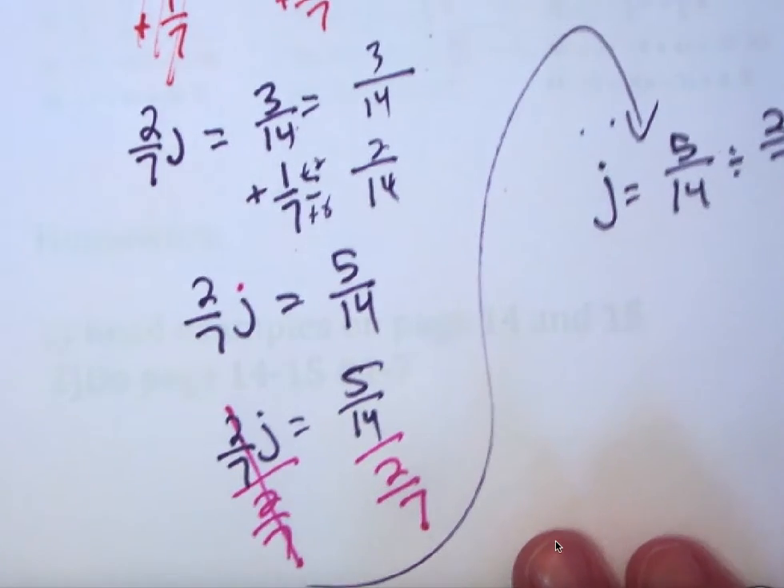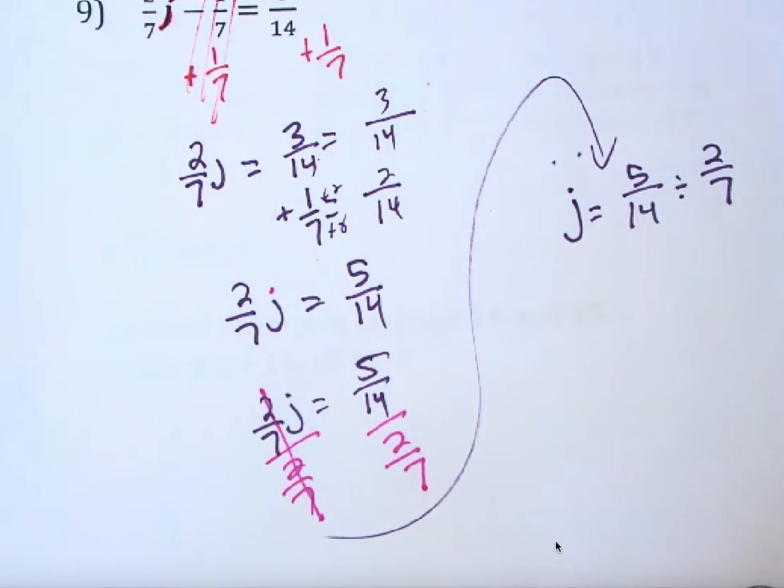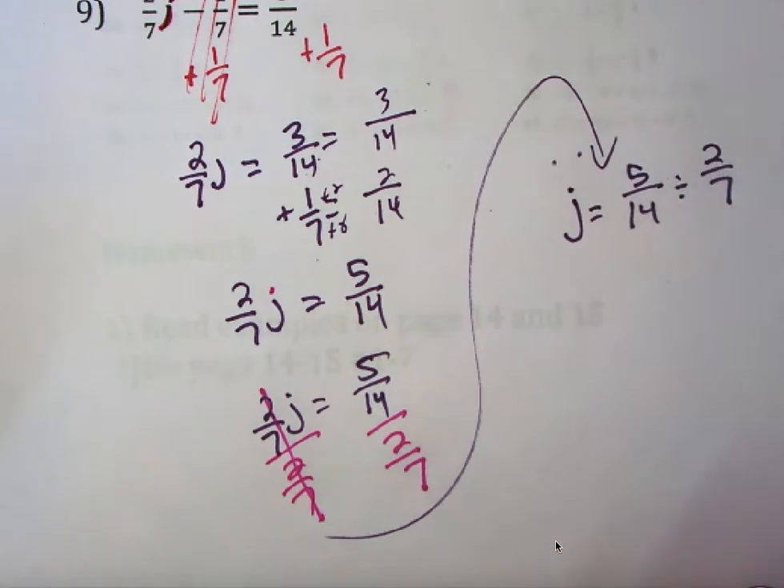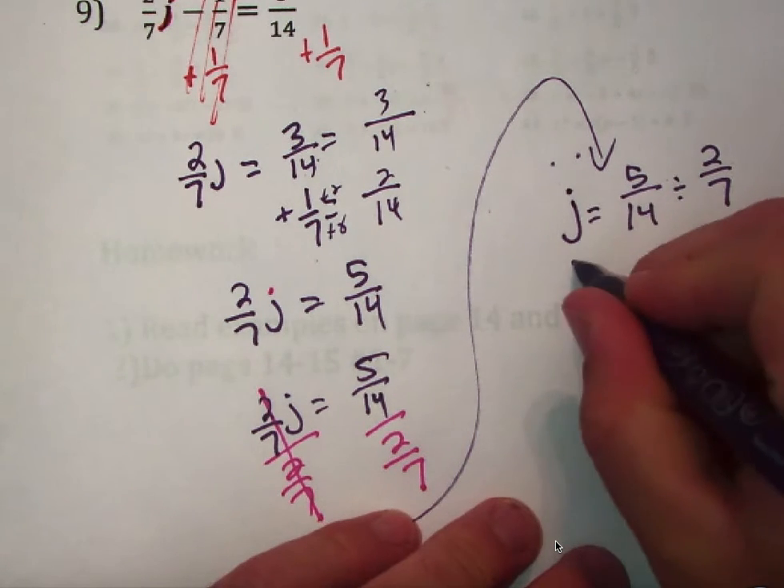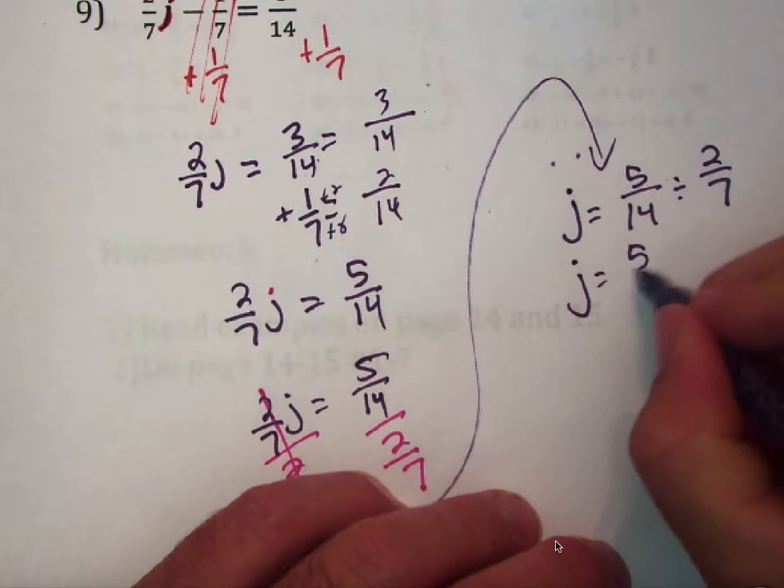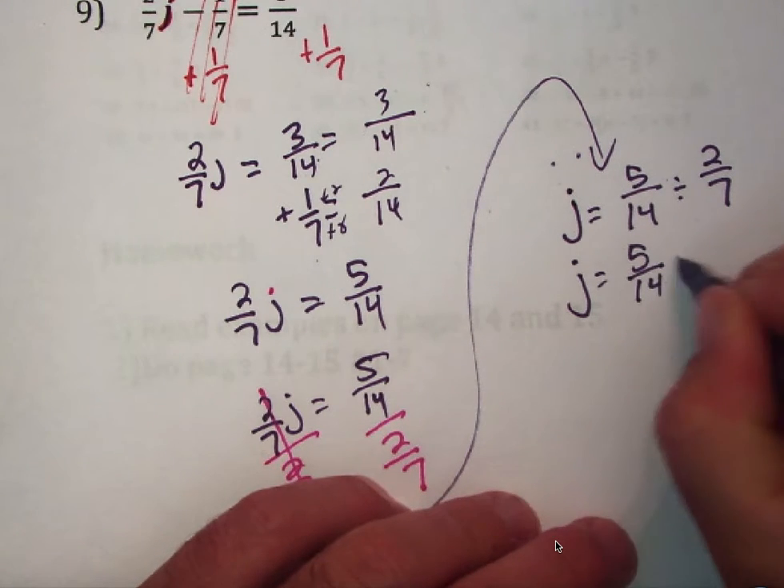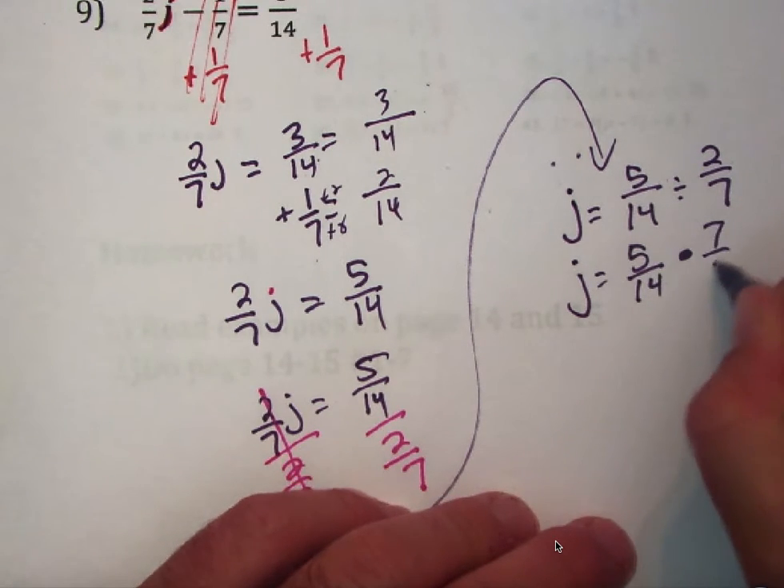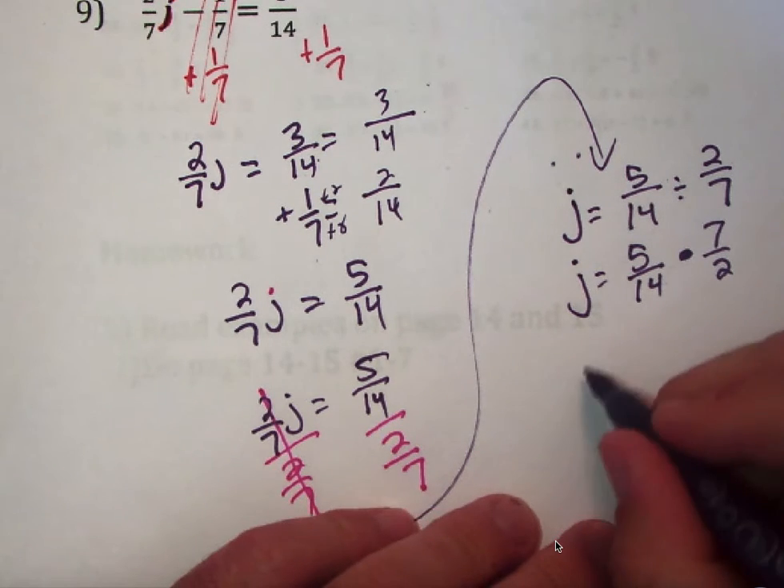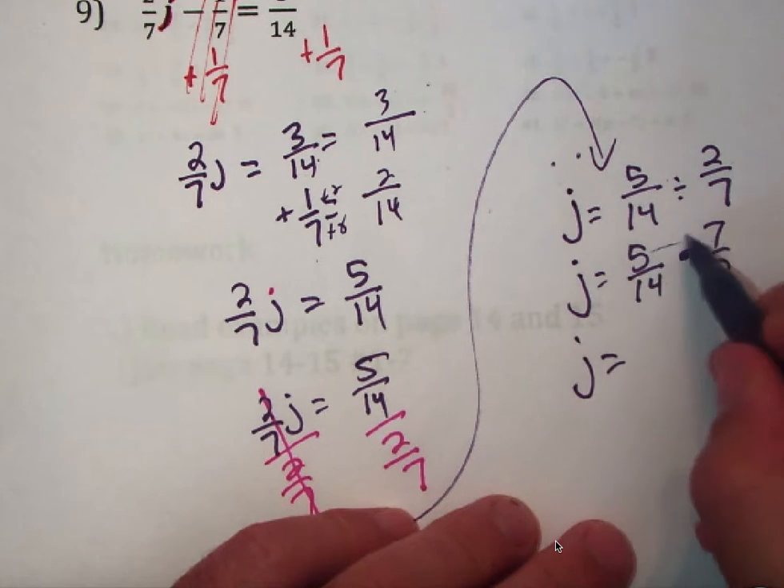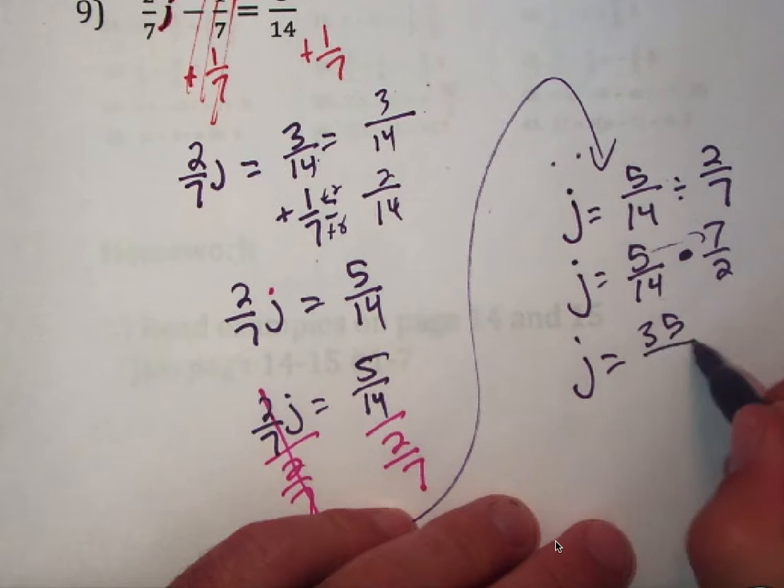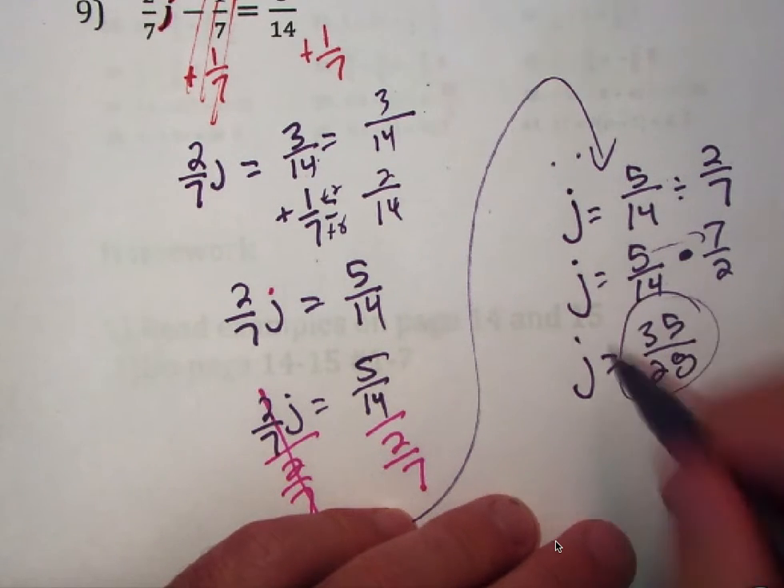Whoops. Zoom that out just a tad. And there's your answer. You just got to do the math. So what is 5/14 divided by 2/7? Well, it's much easier to multiply by the reciprocal. So keep, change, flip. And we get j equals 35 over 14 times 2 is 28. Boom, we found our answer.